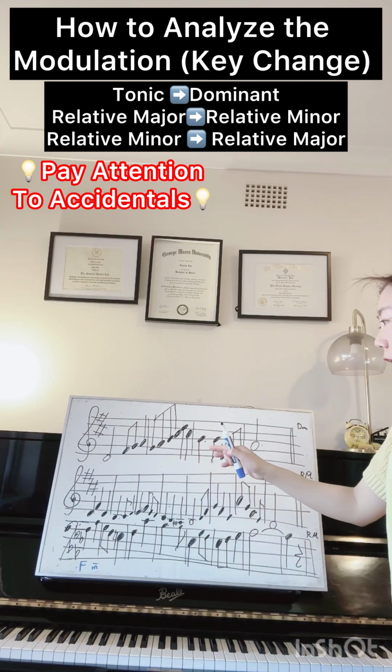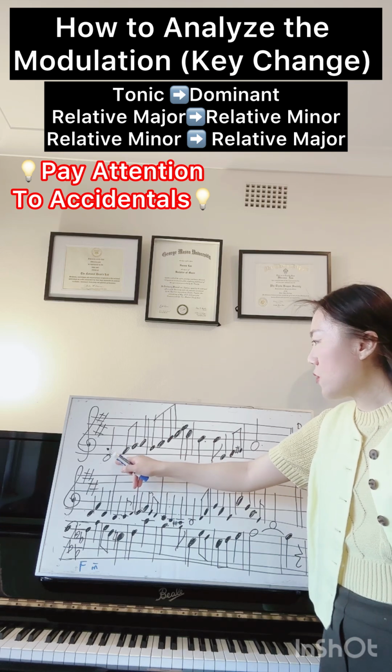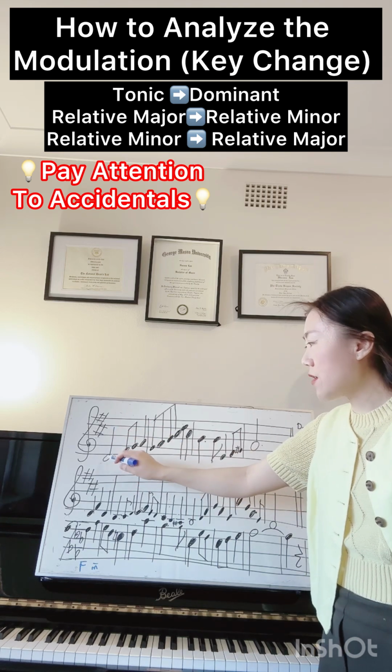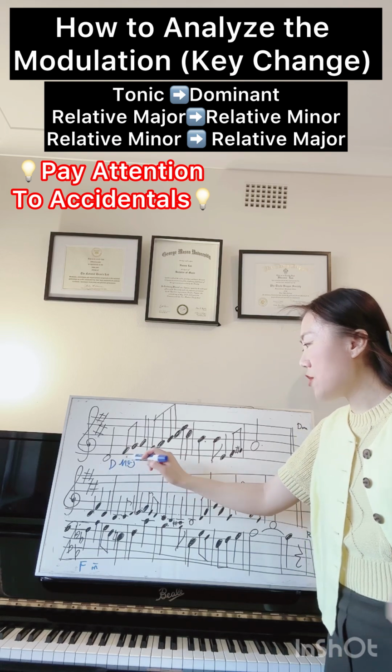First of all, you have to identify the key name of the first melody. Alright, so look at that. So that's the key of D major. It starts with a D major broken chord. So the key name is D major.